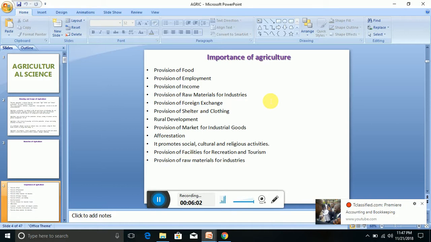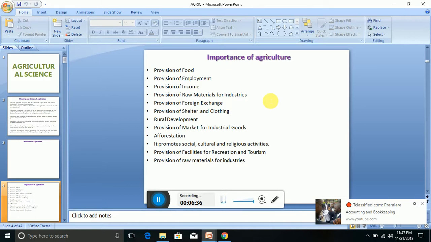Provision of shelter and clothing. From the things that we get from agriculture, we can develop our textile industry that helps us in clothing and other things. Rural development. If a community is very, very good in agriculture, you can see development. People will be building better shelters, better houses, better roads because of the agriculture. Government will have interest in developing such a rural community if government is getting much agricultural produce from there. So rural development is very, very important.